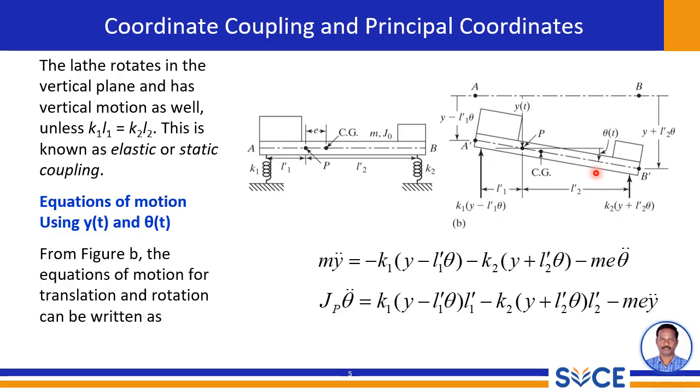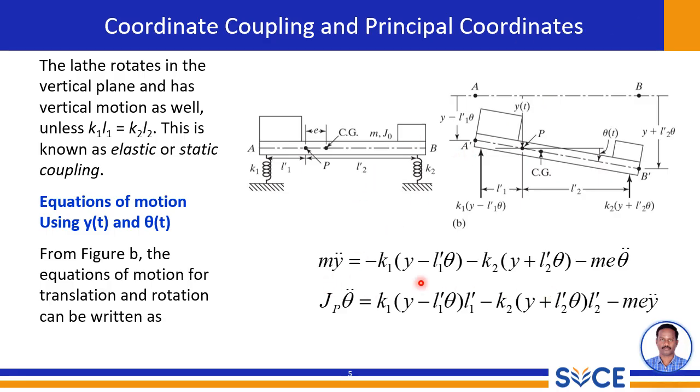Here we have a diagram representing our lathe system, where we are representing mathematically the mass as m, and the moment of inertia as J naught. It is supported by two springs K1 and K2 located at distances L1 and L2 from point P, that is the center of gravity of the lathe. We are interested in understanding the vertical displacement y of t and the rotational displacement.